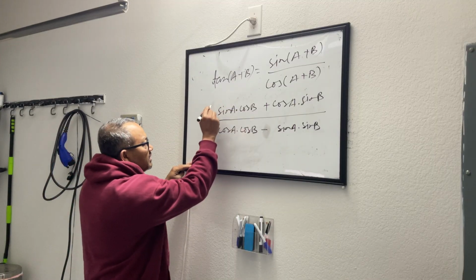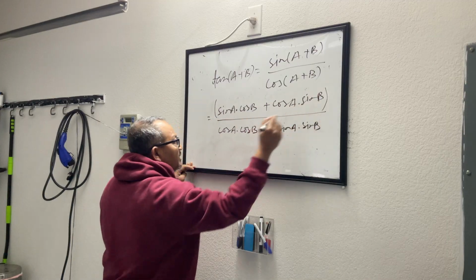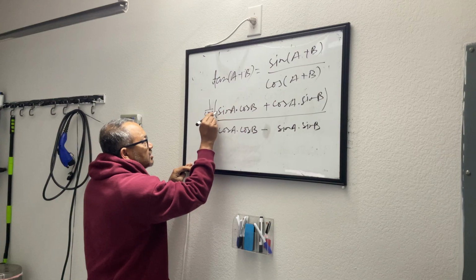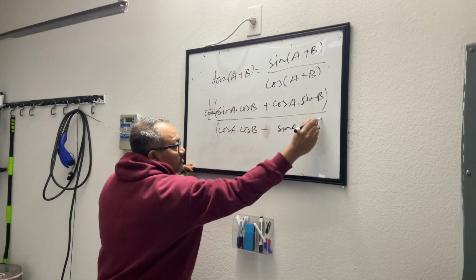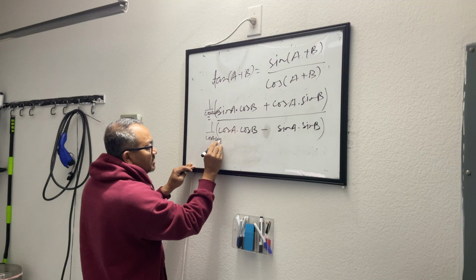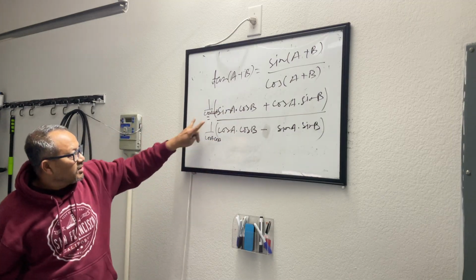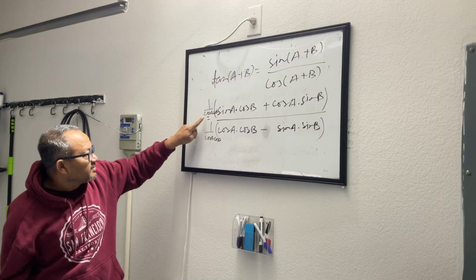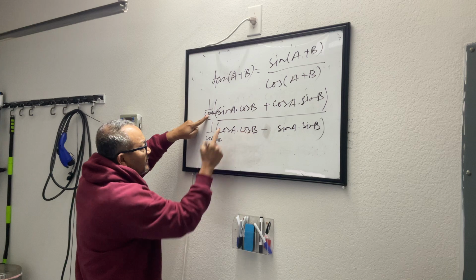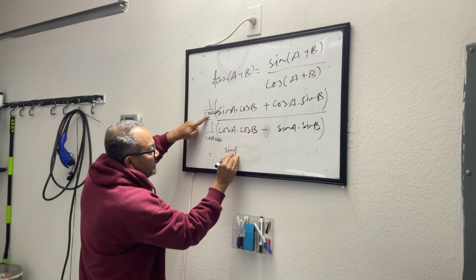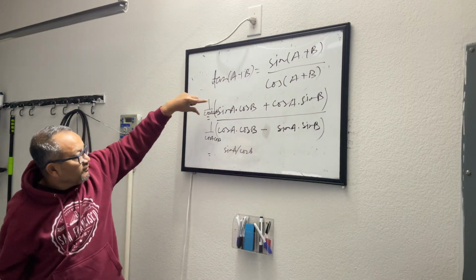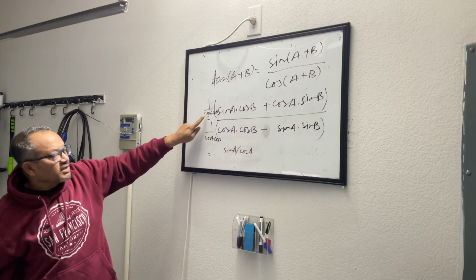So what we are doing is dividing this whole thing by cos A cos B, and dividing this whole thing again by cos A cos B. Okay. So when you divide sin A cos B by cos A cos B, see, cos B will get cancelled out, and the first term becomes sin of A divided by cos of A. We are dividing every term by cos A cos B, okay?